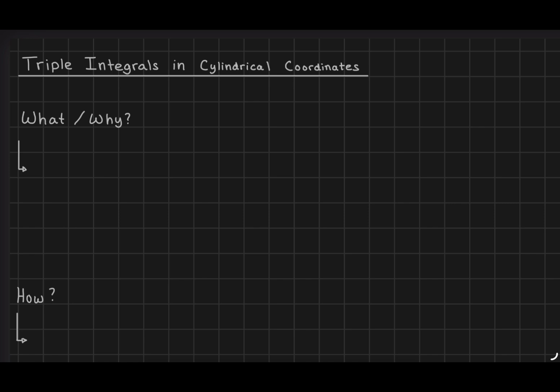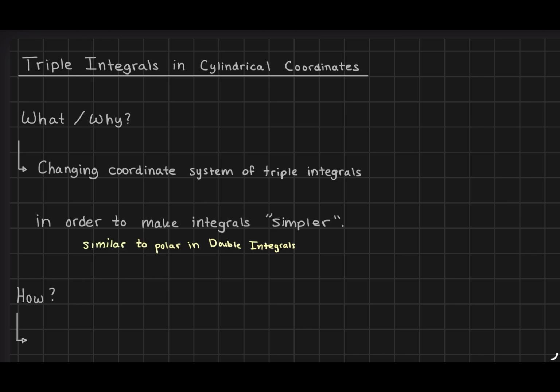So the first question we've got to ask is what and why, I suppose. Well, what is it? It's changing the coordinate system of triple integrals. Pretty similar to what we did in polar coordinates with our double integrals, actually. Maybe more similar than I'm letting on right now. What we are going to be doing is, once again, changing our coordinate system into cylindrical coordinates.